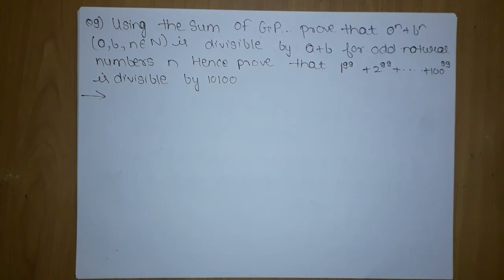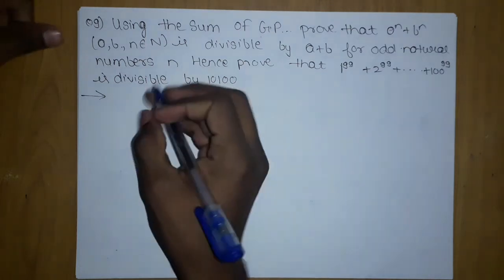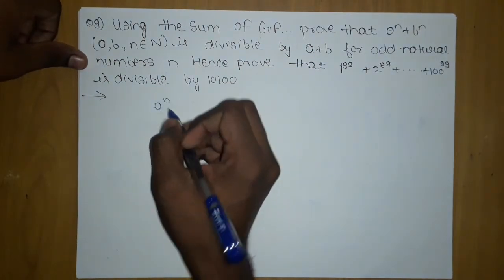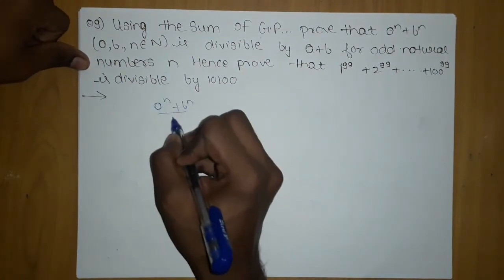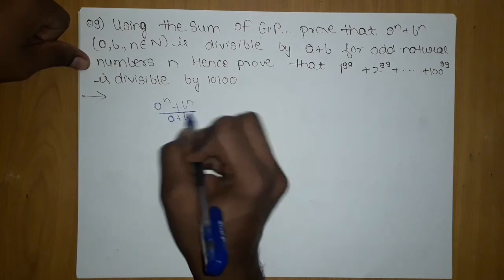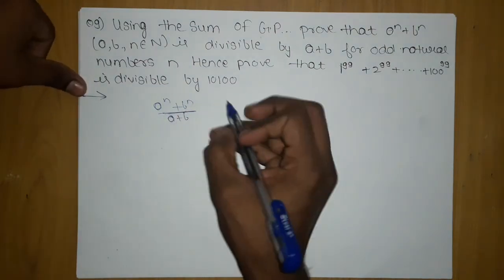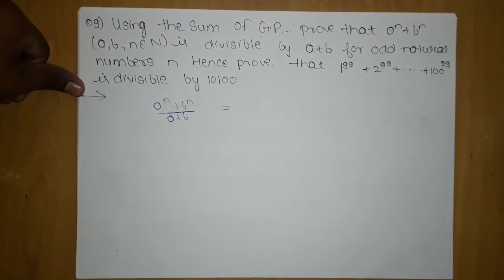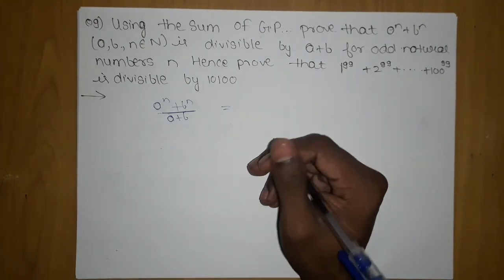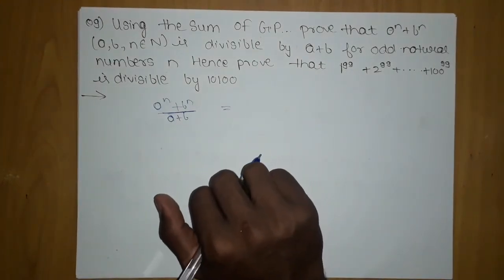Now, if it is divided by a power n plus b power n. So let's divide it: a power n plus b power n upon a plus b, because I cannot say anything yet. If we get something from here, then we will equate it and see whether we can get the result. Now what can we do next?